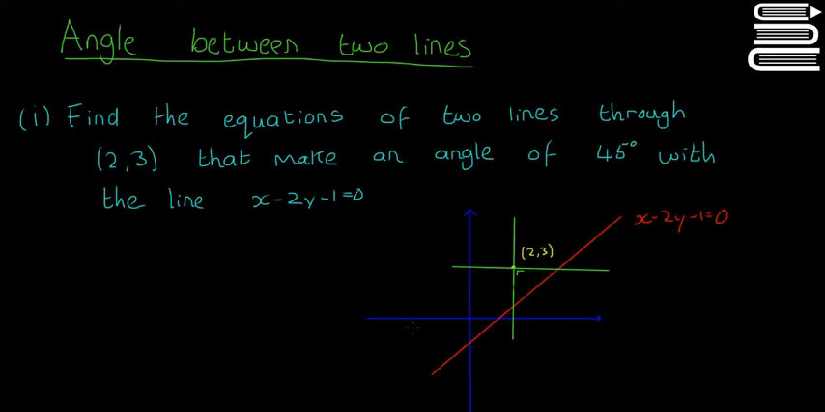Okay, so we have our axis here, we have our red line here, that's x minus 2y minus 1 equal to 0. We have a yellow spot there which is 2, 3, and then we have these two green lines and they indicate the two lines that go through 2, 3 and they make an angle of 45 degrees with this red line here. Okay, so I'm just going to scribble that in.